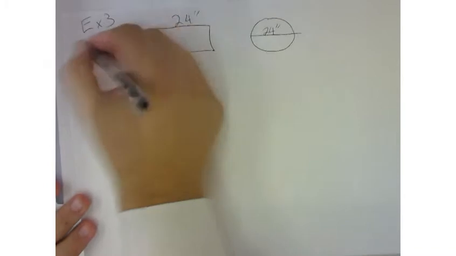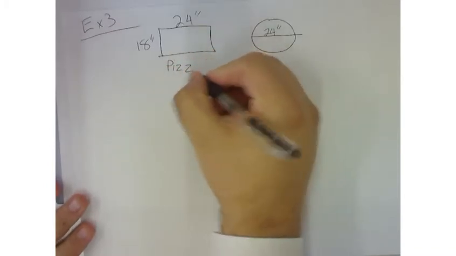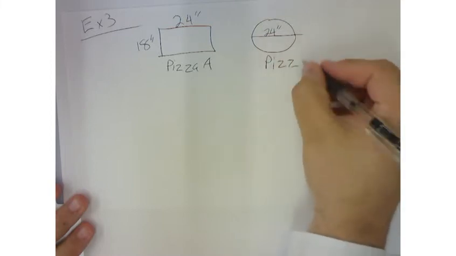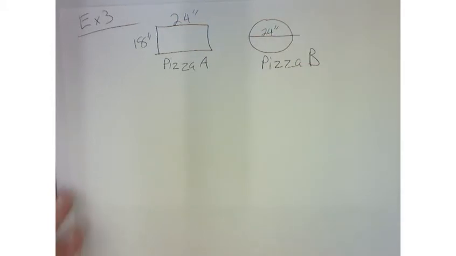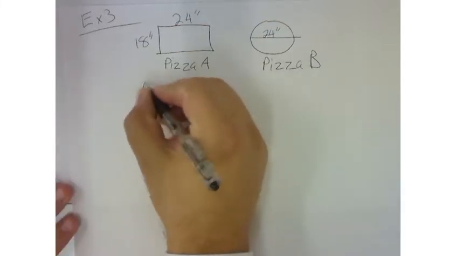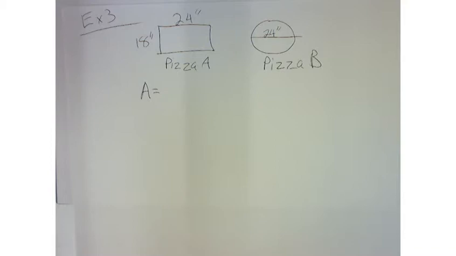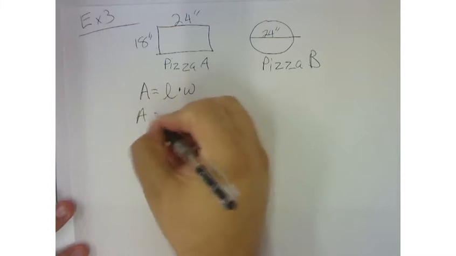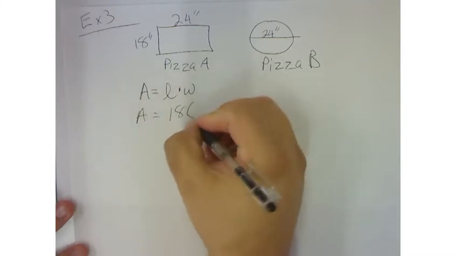So this little pizzeria sells two types of large pizzas. This is pizza A, and this is pizza B. And they want to know which one's the better deal. Which one will give you the most pizza? So how do I find the answer for that? Raise your hand, please. Anyone? Find the area of both. So the area for pizza A is a rectangle, which, what formula is that? Length times width. So the area of this is going to be 18 times 24.